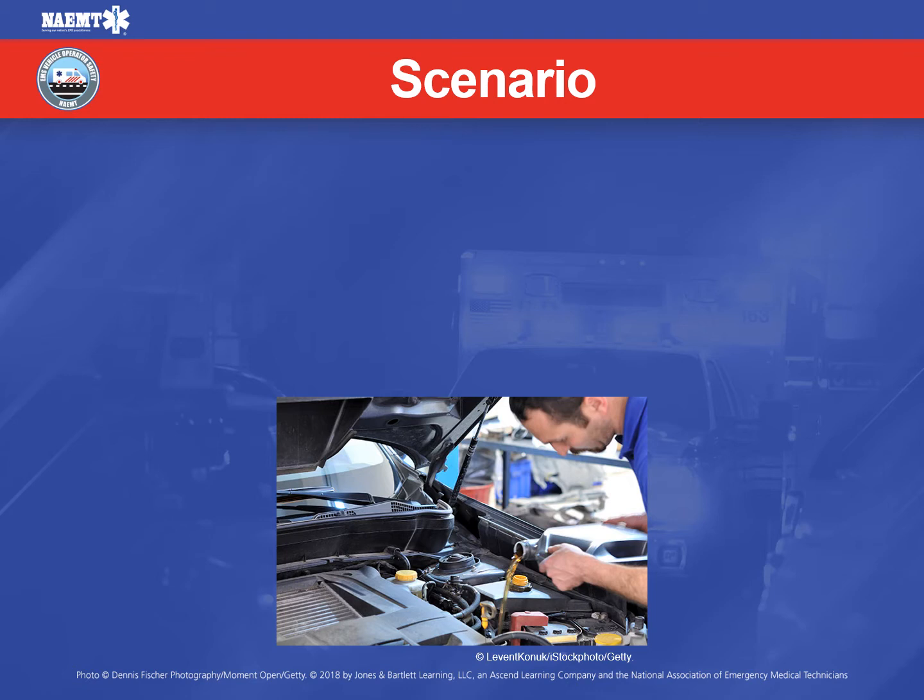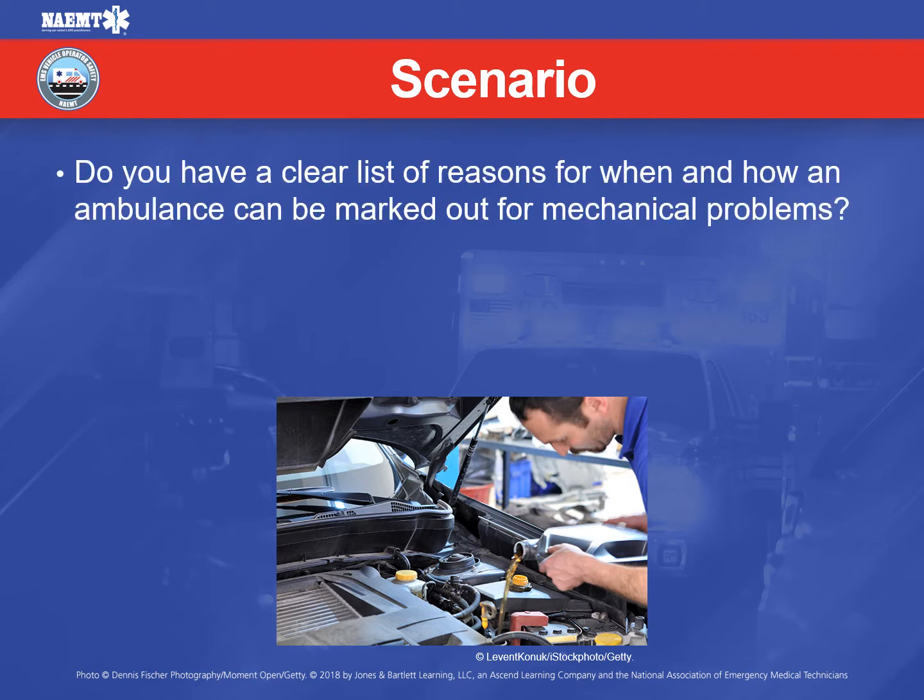Some of the things I want you to consider, class, as we move forward with this lesson. Do you have a clear list of reasons for when and how an ambulance can be taken out of service for mechanical problems? The second one, what are your standard operating procedures and training for checking the mechanical elements of an ambulance? And did you know, class, that as an operator, you need to ask yourself, what liability do you hold for the mechanical function of the ambulance?